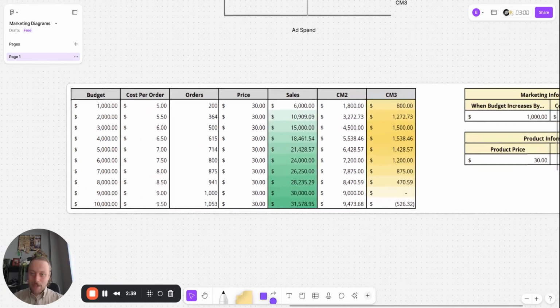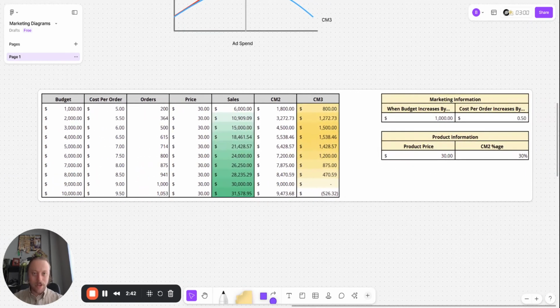More specifically, we can do this in an illustrated table here. We're going to set an assumption that when your ad budget increases by $1,000, the cost per order increases by 50 cents. The product price remains the same. We're going to say that this is hypothetically a t-shirt company. They only sell t-shirts, $30. And the CM2 percentage, which is the amount that they keep in the business after the cost of goods sold and the costs of fulfillment, all of the logistics and everything that goes into providing the order to the customer, is 30%.